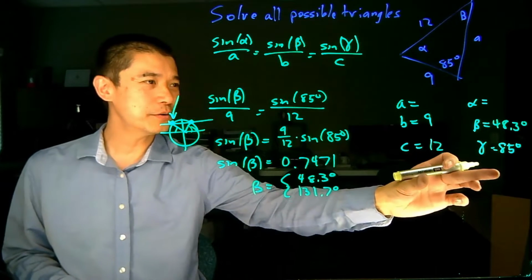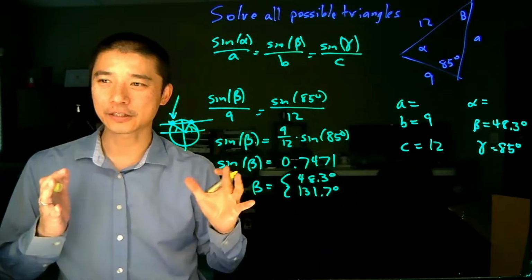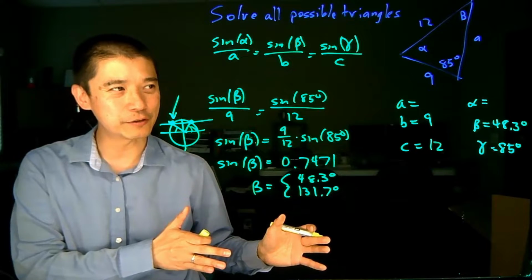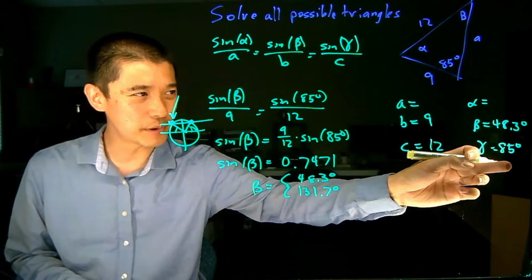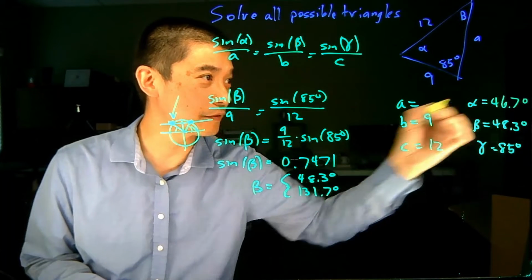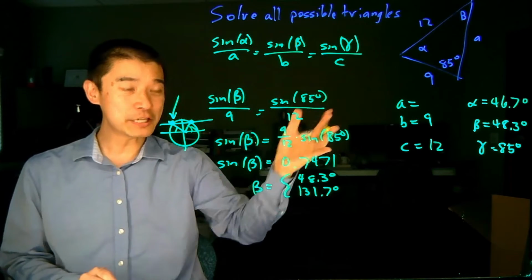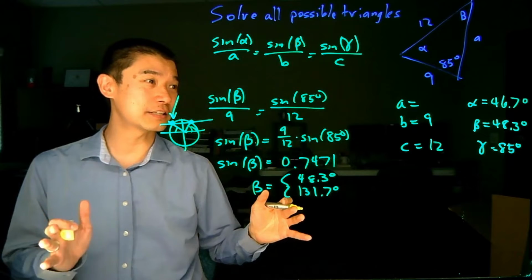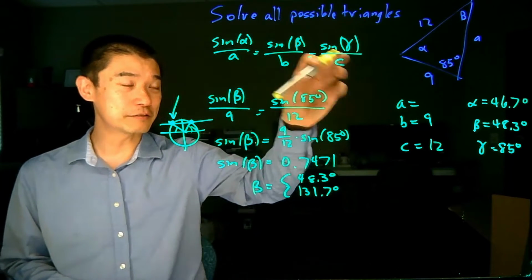Let's put it into the chart here. Okay, so now we know two of the three angles, so we can get the third angle because the sum of the angles equals 180 degrees. So we do 180 minus 85 minus 48.3, you get 46.7 degrees. And now we need to solve for a, and so what we can do is we can set this up using our law of sines again.